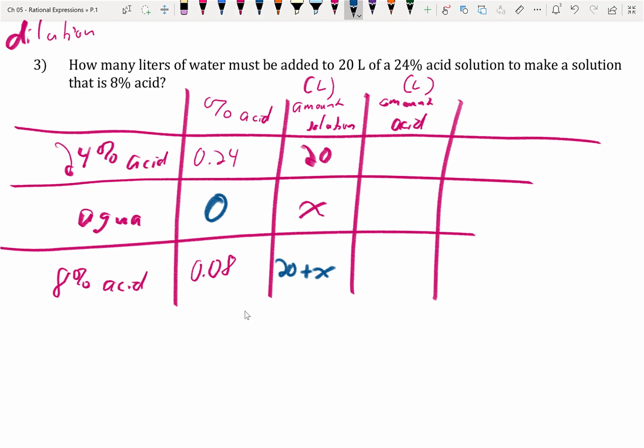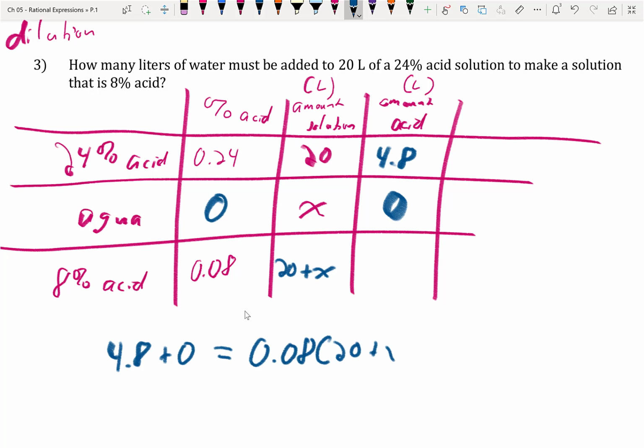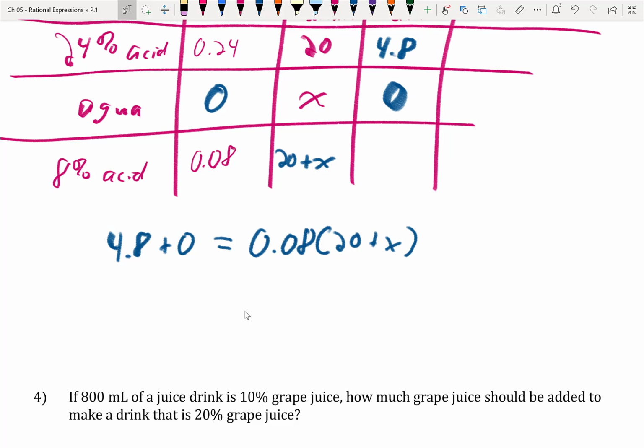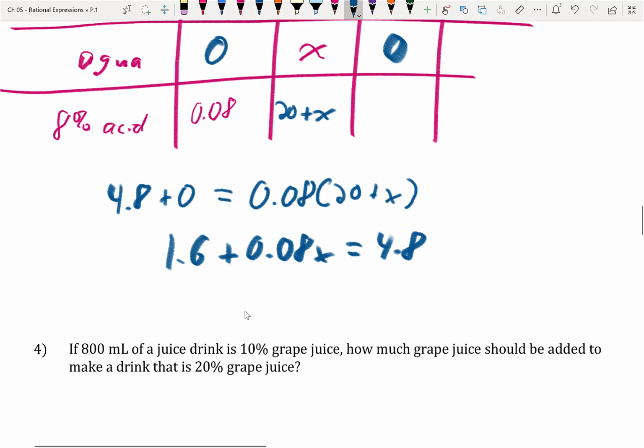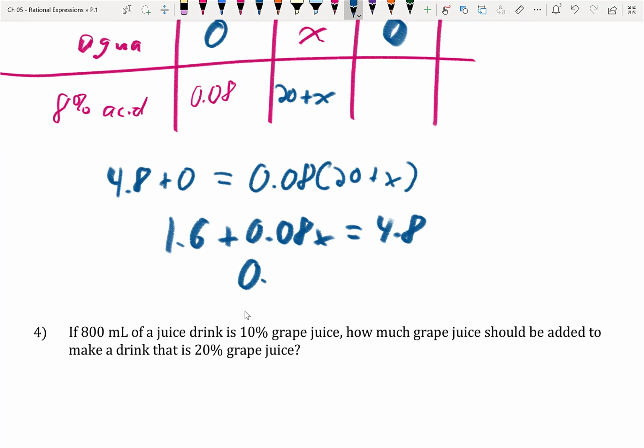20 times 0.24, that's 4.8. X times 0 is 0. And the sum of these two, 4.8 plus 0, should be equal to the product of the other two, 0.08 times 20 plus X. 1.6 plus 0.08x is equal to 4.8. 0.08x is equal to 3.2.